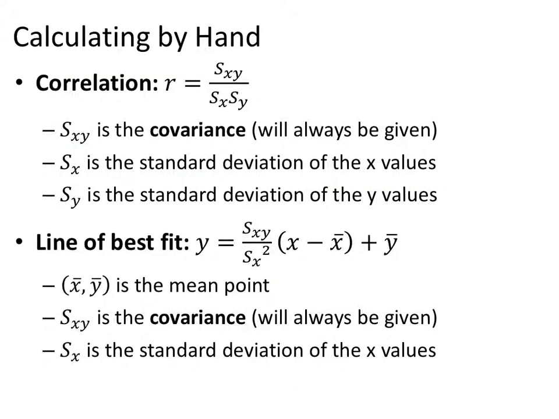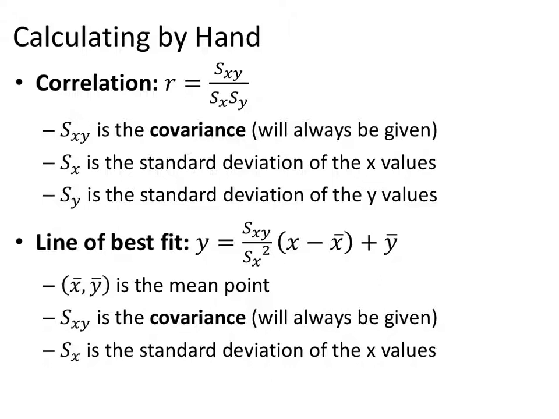In this class, we'll be using our graphing calculator to calculate your correlation coefficient and your line of best fit. The only time you would need to be able to calculate it by hand would be for your internal assessment. That would need to be by hand if you wanted to get those work points for it. So your correlation coefficient R is equal to S sub xy, which is called your covariance, divided by S sub x, which is your standard deviation of the x values, times S sub y, which is the standard deviation of your y values.